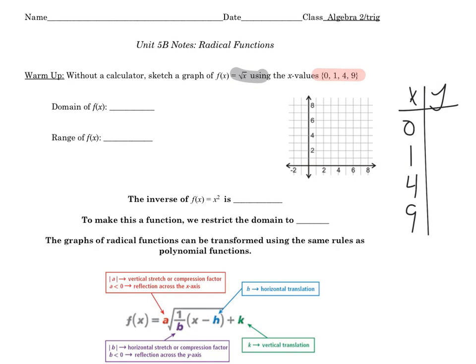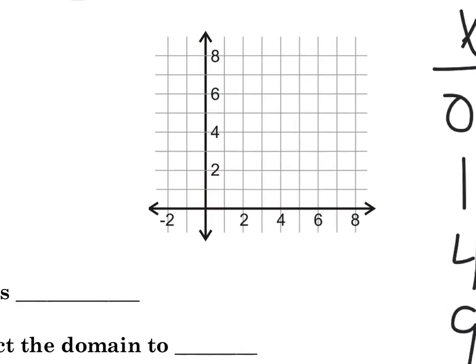Remember, we like those four numbers because they are perfect squares. I know that the square root of 0 is 0, the square root of 1 is 1, the square root of 4 is 2, and the square root of 9 is 3. If I go to my graph, I know that the point 0, 0 is on my graph, the point 1, 1, the point 4, 2, and the point 9, 3. It's a little bit off our graph. We'll do our best. And our graph looks something like that.